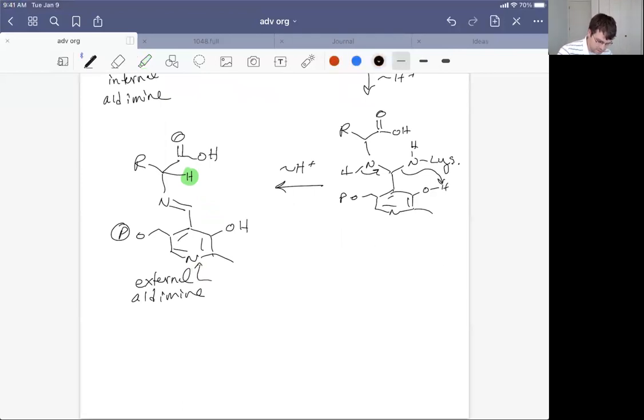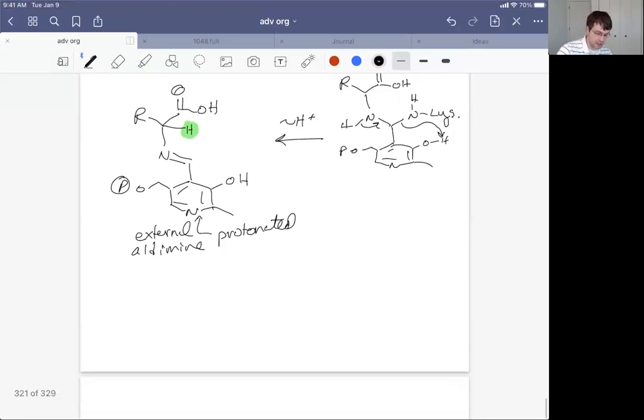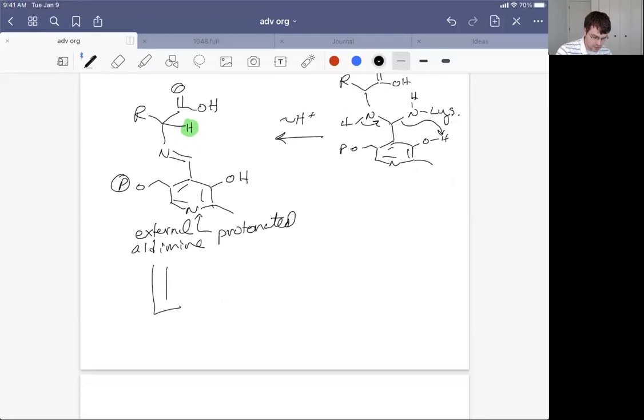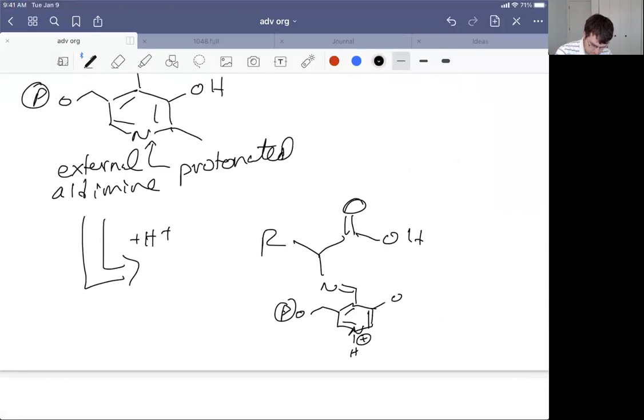That allows for that PLP to bind in the active site without having a covalent attachment to a lysine residue. So let's draw that protonated. So the nitrogen is now protonated on the pyridine ring. And then we can really take charge with pushing arrows here. Okay. At this position, now we can have a base come in.